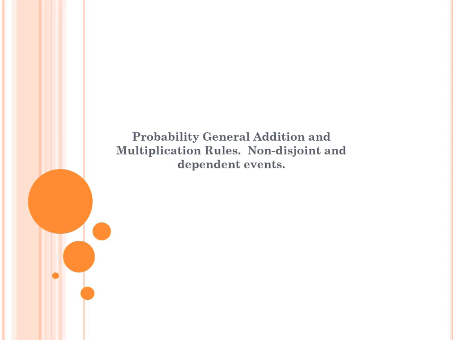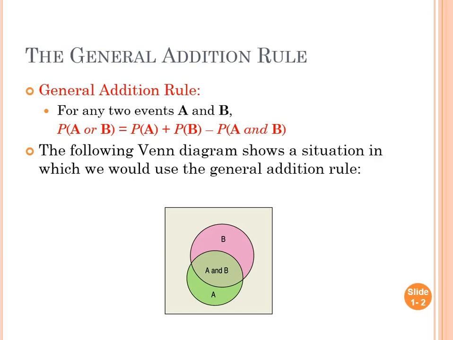and dependent events. So to make the addition rule a little bit more general, we still want to add up two events. So if we want to know the probability of event A or event B, we can add up those two events. But if we're dealing with non-disjoint events, meaning they have an intersection and they can occur at the same time, then we have to subtract that intersection out once. And the reason for this is because we've added those individuals twice, and so we have to subtract them out once so that they're only counted once.